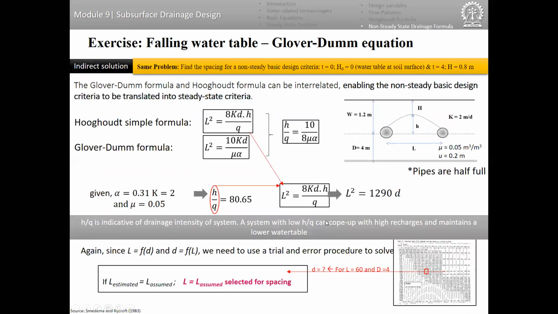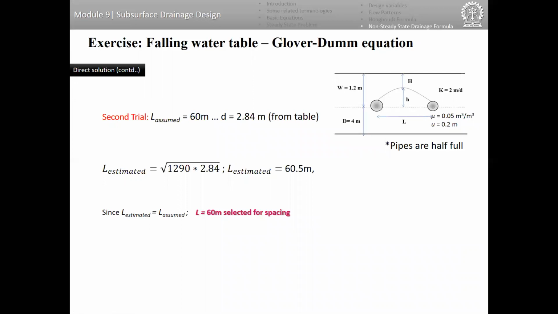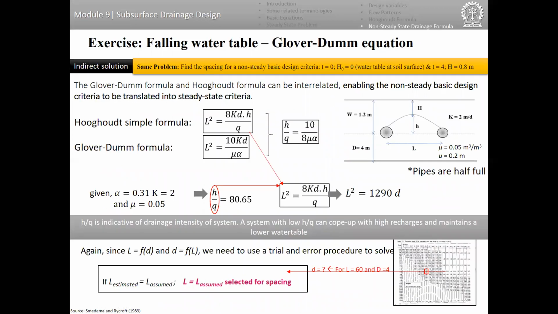So this was a direct approach. There is another approach to solve this kind of problem, that is the indirect approach.